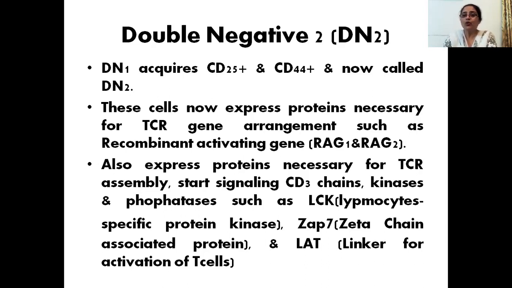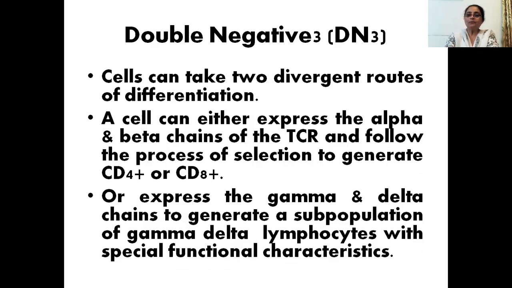These play a very important role, and while we will be discussing certain kinds of diseases, we will see that these molecules are very important. At present, since we are not studying diseases, just remember these molecules play a role in differentiation of T cells. Now, the next thing is that double negative 2 cells will differentiate into the third step, that is double negative 3.